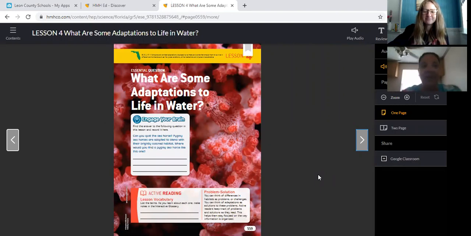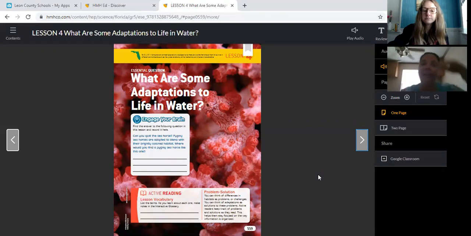Last week we learned all about adaptations for animals and plants that live on land. Well, this week we're still sticking with adaptations, but this is all for animals and plants that live in water. Remember that adaptations are things that help organisms survive in the habitat that they live in.